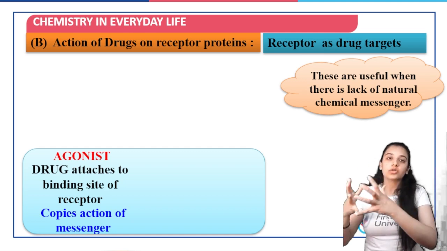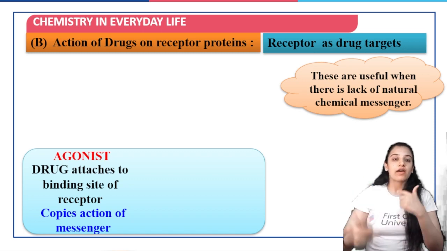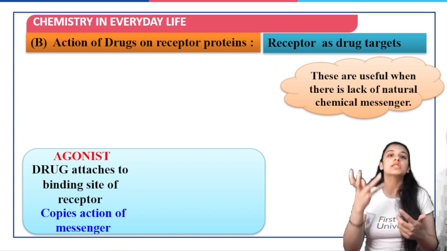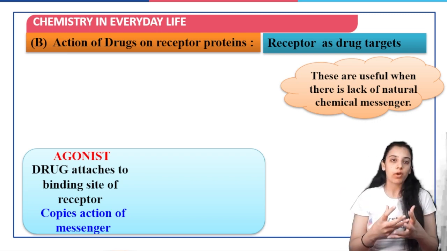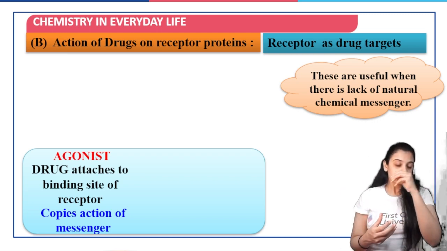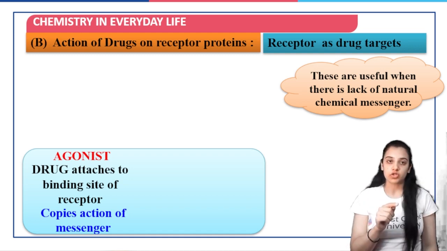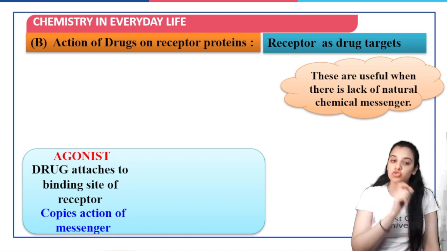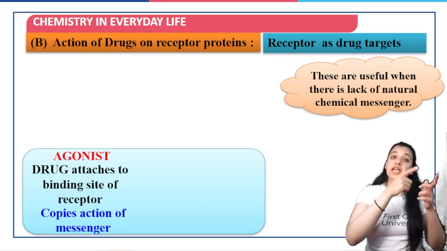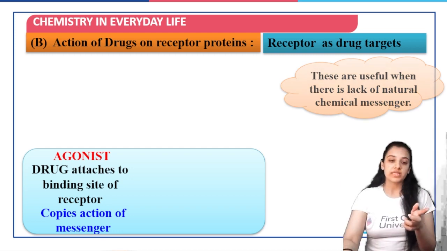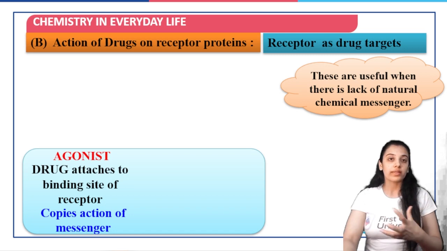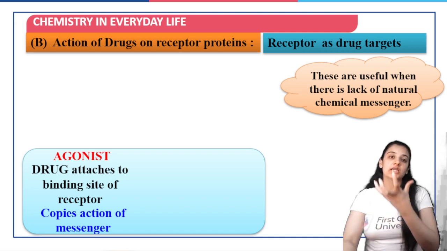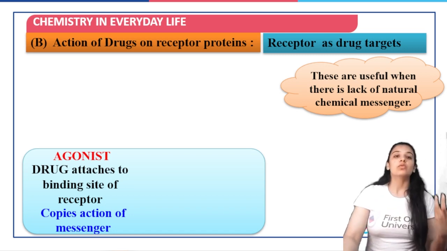If you are diabetic, you cannot have insulin functioning properly. You take medicines so that, instead of the insulin, these medicines function in a proper way. That is where agonists come into the picture. What is an agonist? An agonist is a drug that attaches to the binding site of the receptor and copies the action of the messenger. These are useful when there is a lack of natural chemical messenger. As I've just told you, when the natural chemical messenger is present in a lesser amount, then we introduce an agonist.